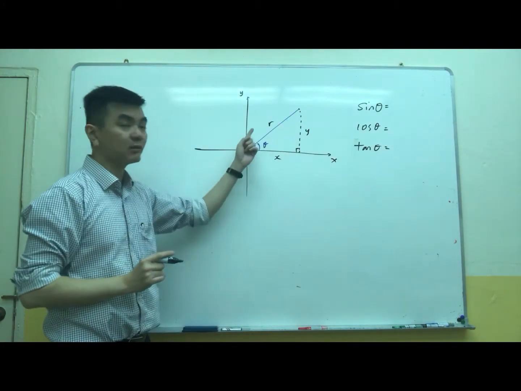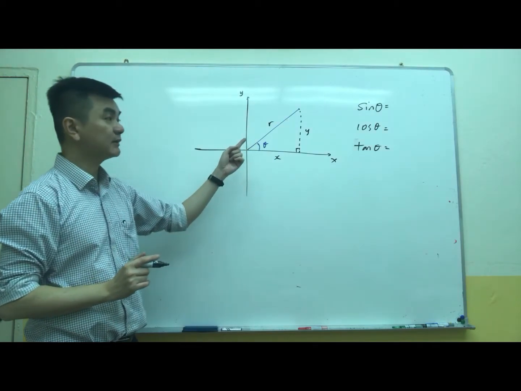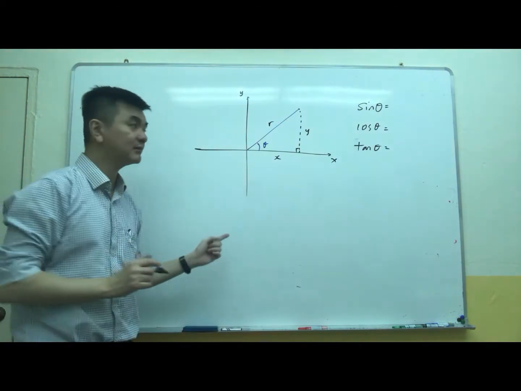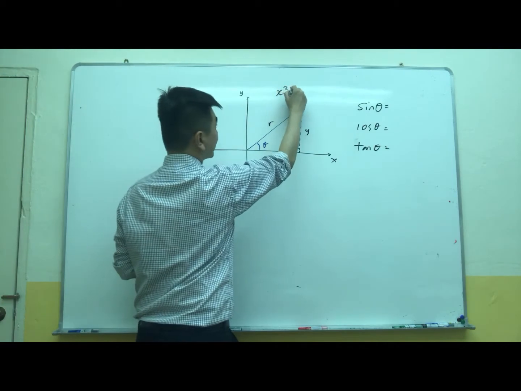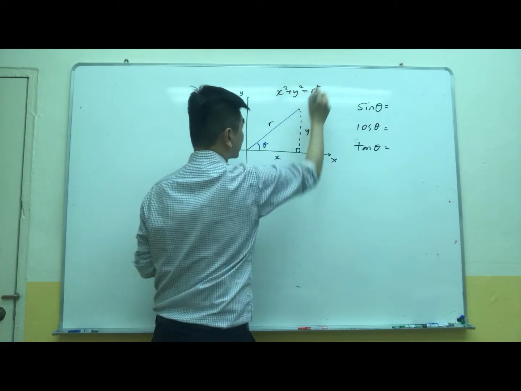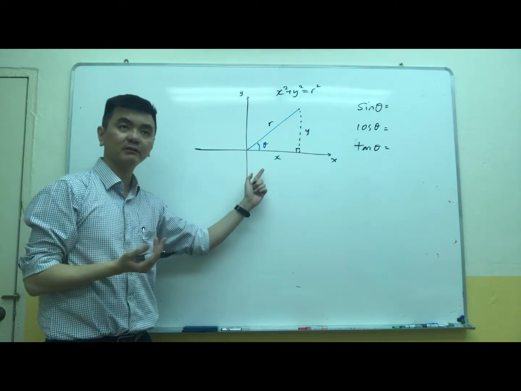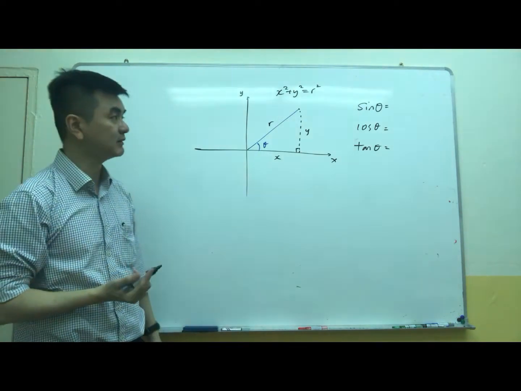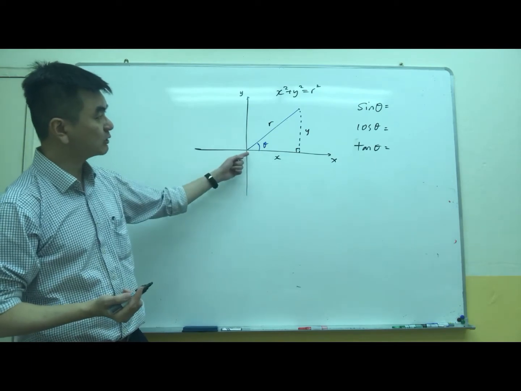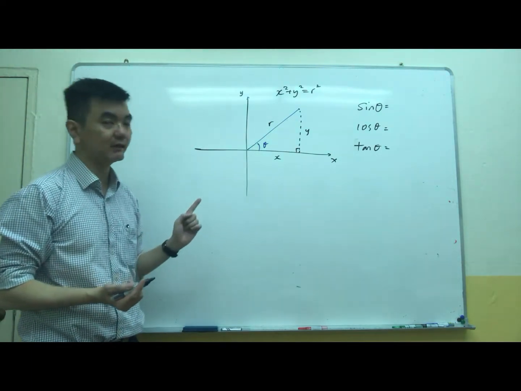In this case, r is always positive, because applying Pythagoras theorem, x squared plus y squared is equal to r squared, and since the square of 2 numbers is always positive, therefore r is always positive. Let's look at the trigonometry ratios for this acute angle.